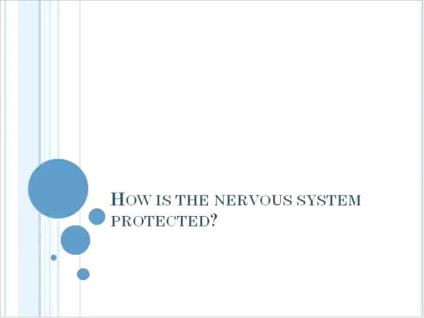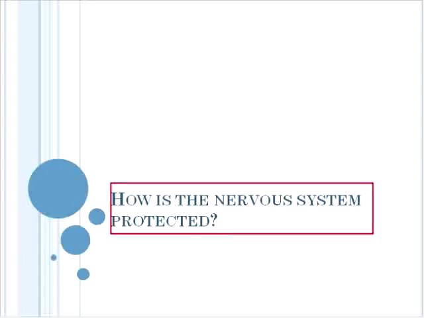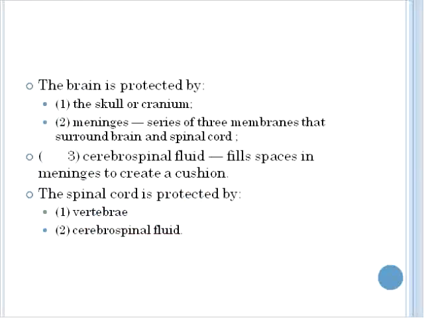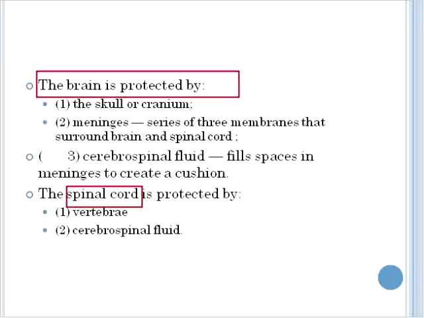But as important as the nervous system is, because it is so important, it has to be protected. The two key things we have to worry about are the brain and the spinal cord. The brain is protected by the skull, which provides a physical cushioning. It's an armor plating, bone.